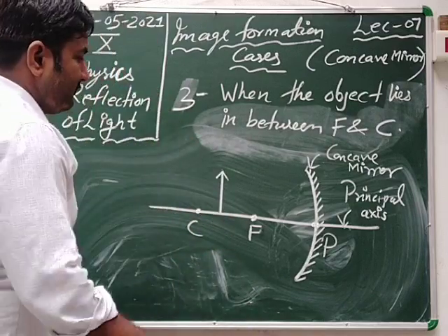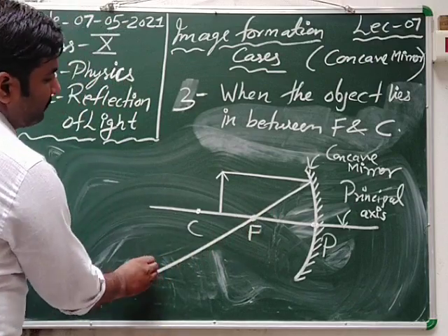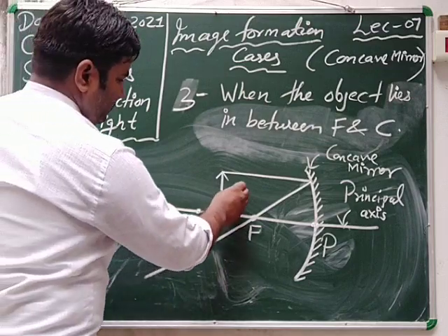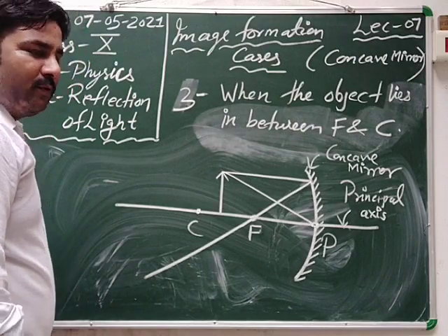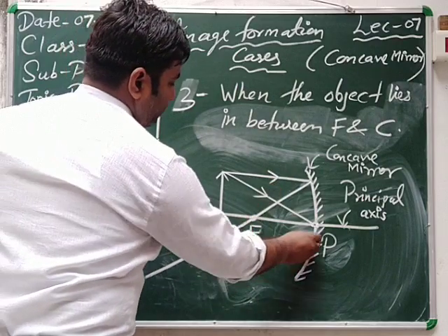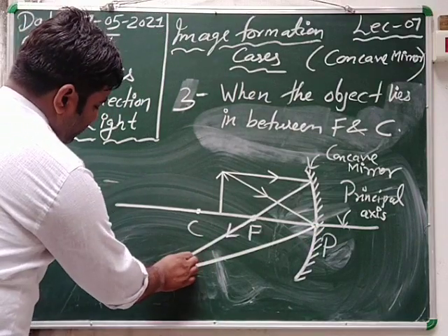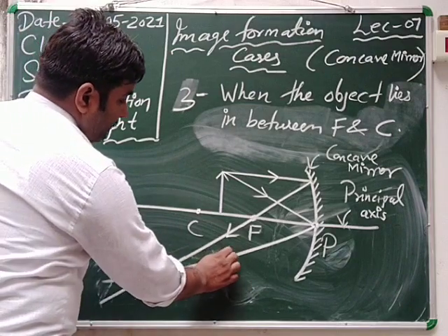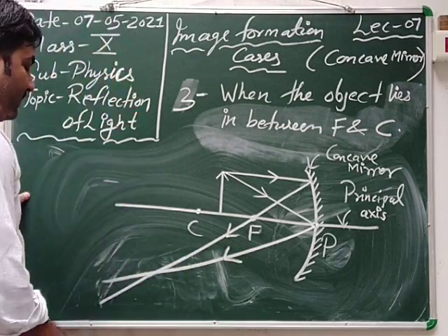Just see, very easy. First ray taken parallel to principal axis, then after reflection passes through focus. Clear? And second ray, we have to take that incident at pole, then after reflection follows the laws of reflection. That's why here this one, and then intersect the first ray of light at a point.